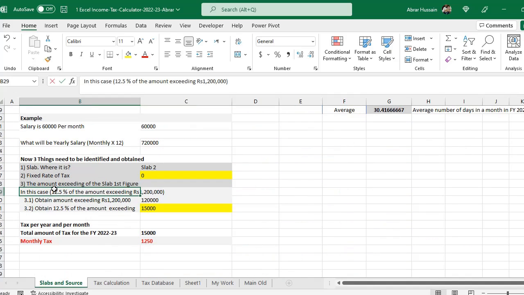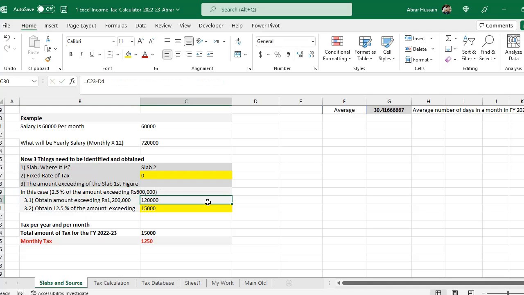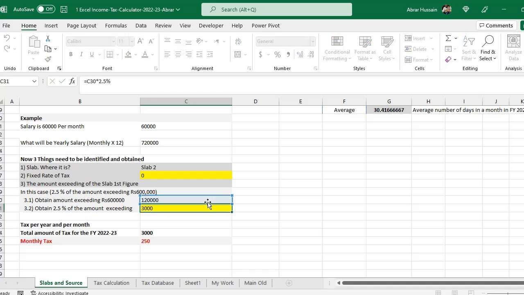So in this case we have 2.5% of the 600,000. Here I will multiply this with 2.5%. When I multiplied this, you see, it is now 3,000. 3,000 is the total tax that you have to pay on your salary, and this is the total tax that you have to pay per year, for the complete year.